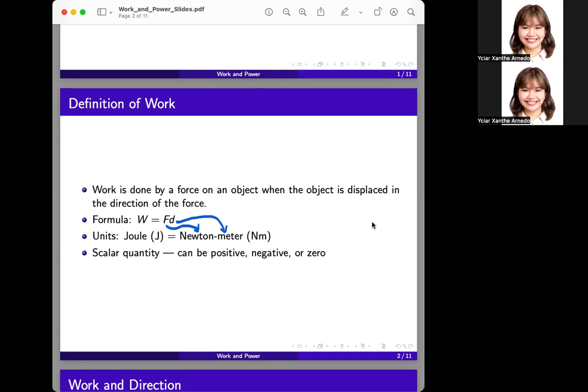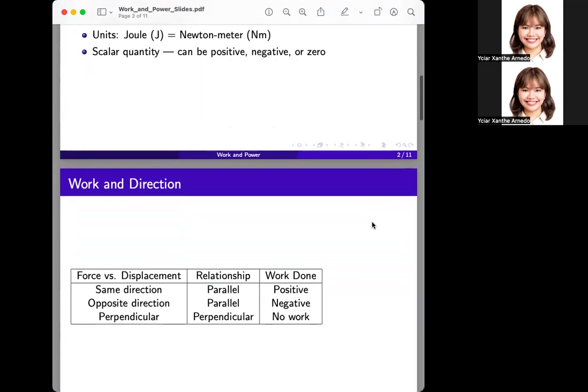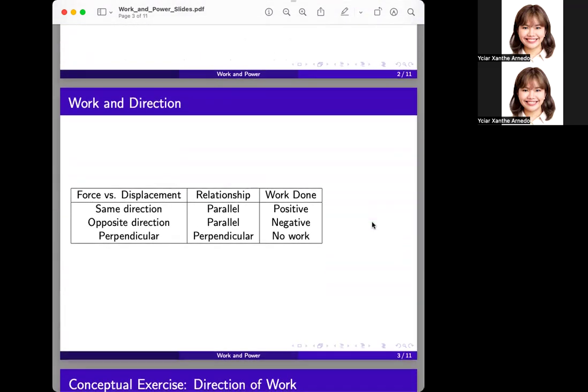So when does it become positive, negative, or zero? Let's talk about that in our table here. We examine the relationship between force and displacement. If they are moving in the same direction, then they are parallel to one another. The work done here would be positive. But if they are moving in opposite directions, they're still parallel to one another, but the work done is negative. But if they are perpendicular to each other, of course, the relationship would also be perpendicular and there would be no work done.